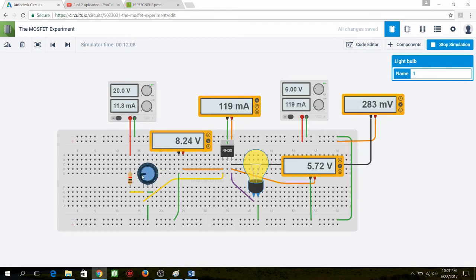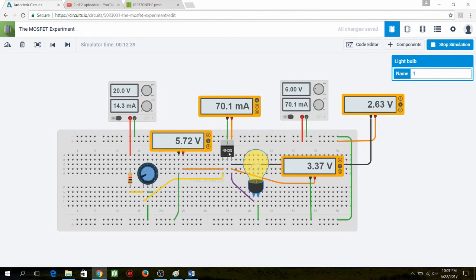So at VG equal to 6, which is roughly equal to our supply source, I only get about half or a bit more than half of the voltage across my load. So it means that my transistor is not fully on yet. I still have a large value of voltage here.